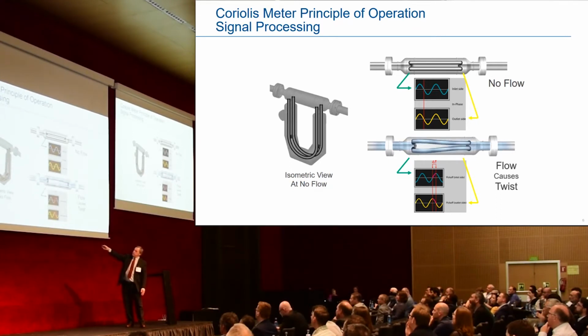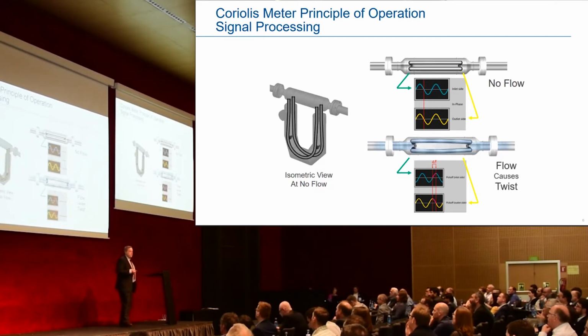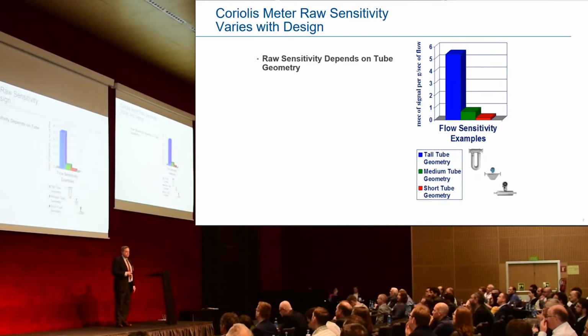But before it returns, it's heading back towards the center point P, where there's no rotation. Because of the difference in this direction of motion versus this direction of motion, you get a twisting which occurs, and therefore we have the Coriolis flow measuring in direct mass units.